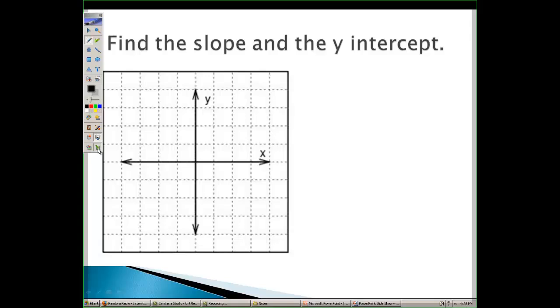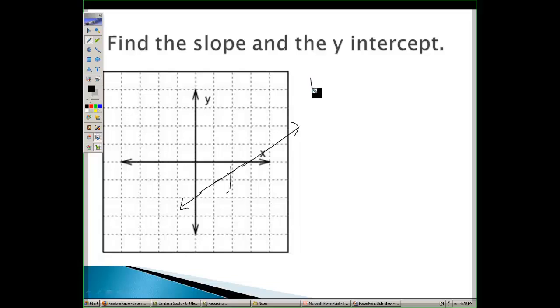And I'll graph another little line on here. Let's go with this guy right here. Okay, I have a new graph up here. Hopefully everyone recognizes this as a positively sloped line.